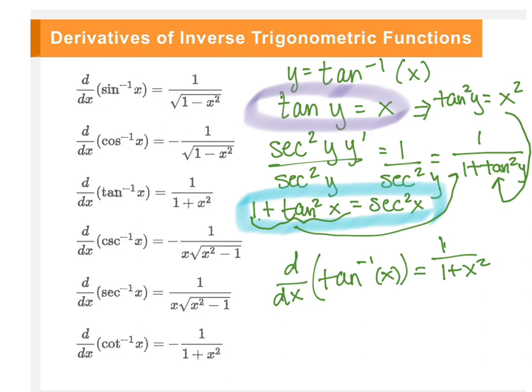But wait, there's more substitution. Because tangent of y is x, tangent squared y is x squared. So I can swap tangent squared y, and I can call it x squared. Therefore, the derivative with respect to x of tangent inverse of x is 1 over 1 plus x squared. Okay?